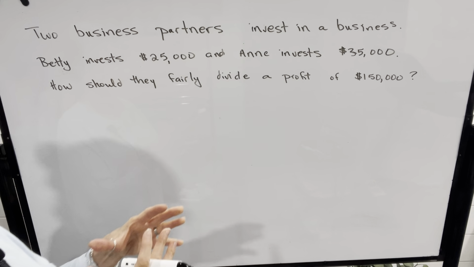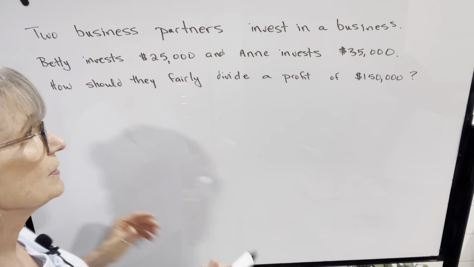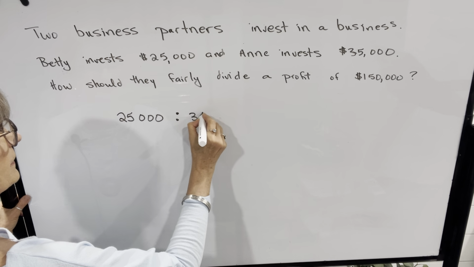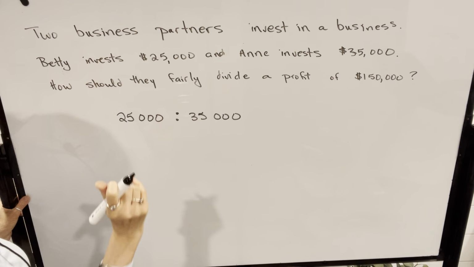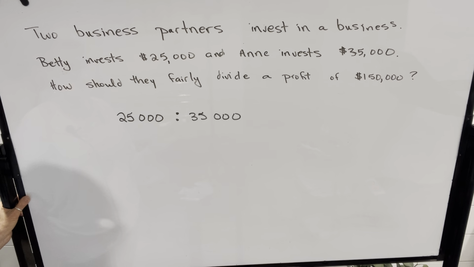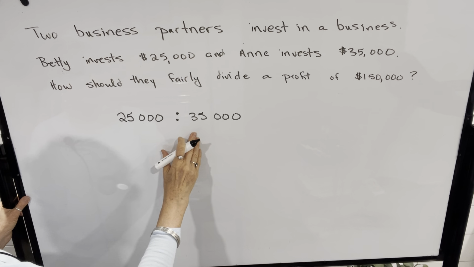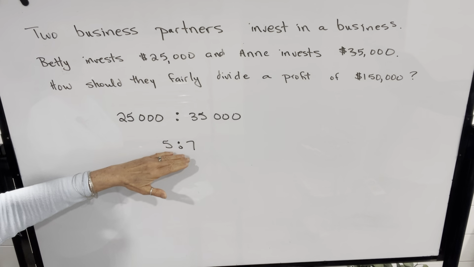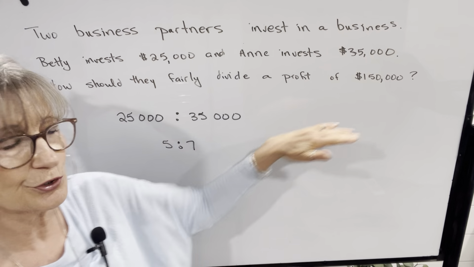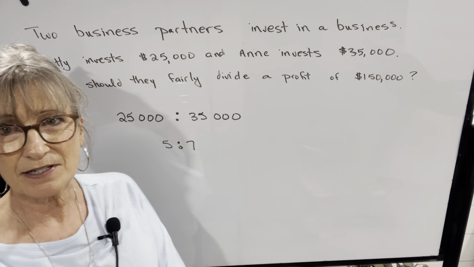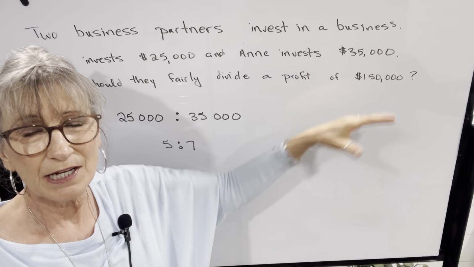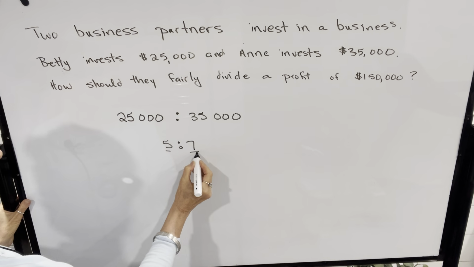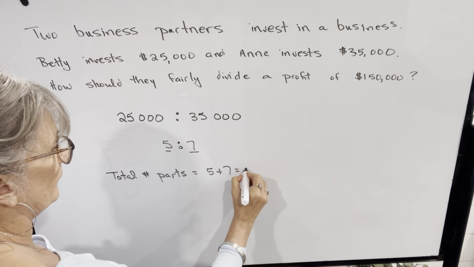Well, we know that they should split the profit in the same ratio that they invested. So the ratio that they invested was 25,000 to 35,000. What I'm going to do is reduce this ratio before I even start. So I'm going to divide both sides by 5,000, and I get 5 to 7. So the profit should also be split in a ratio of 5 to 7. Just like with the last example, because I'm told the total profit, I need to find the total number of parts. I have 5 parts and 7 parts, so the total number of parts is 12.